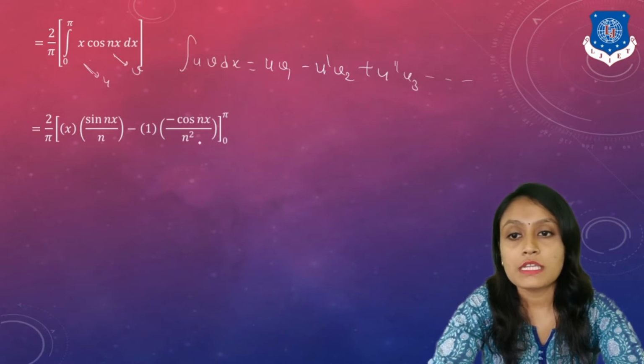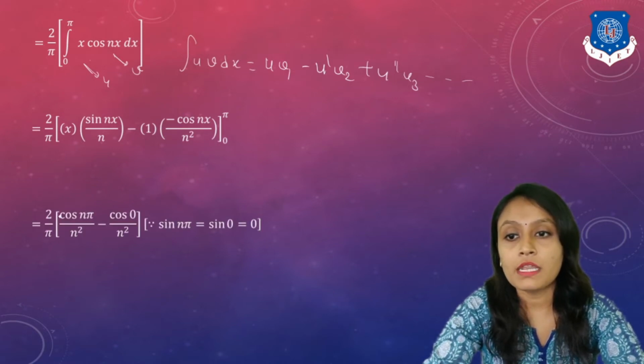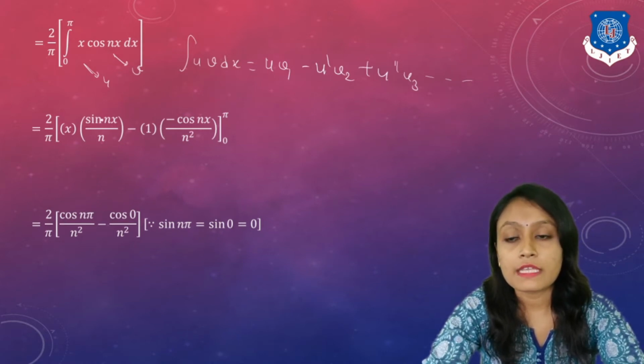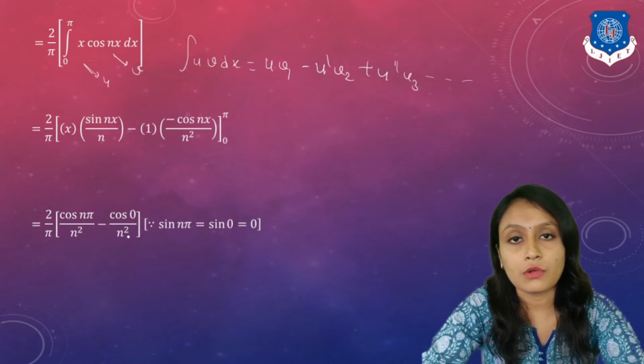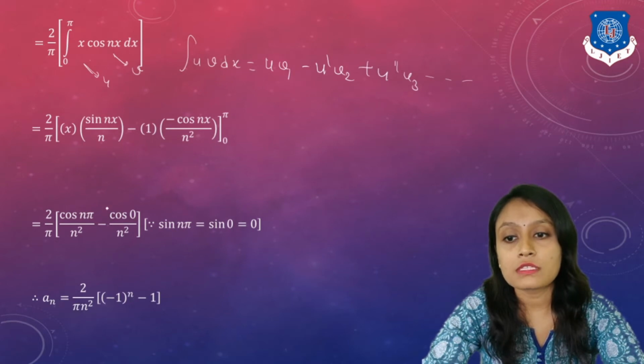Substitute the limit. Firstly we'll apply the upper limit. On applying the upper limit we have 2/π, and here firstly sin nπ, we know the value of sin nπ is 0, so this term is gone. Minus minus plus, and here we have cos nπ/n², minus, now the lower limit. When you substitute 0, this term is 0, again minus minus plus, so here you have cos 0/n². Now we know the value of cos nπ is (-1)^n, and cos 0 is 1, so here just write down 1. Take n² out, so the final answer of an is 2/(πn²) times ((-1)^n - 1).